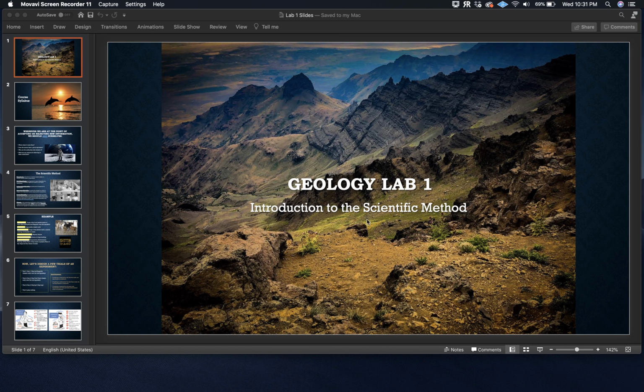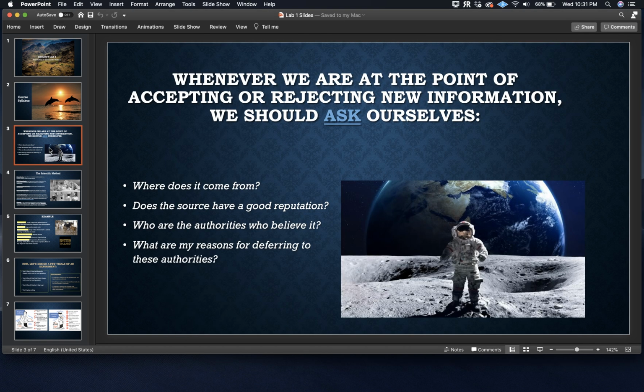And any good hypothesis must undergo a series of rigorous testing, confirmation, and reconfirmation until it can be identified as something called a theory or a scientific fact. So when we talk about looking at reliable information, especially in the modern age, we are always having to check ourselves when we receive new information, i.e., where does this information come from? Does the source have a good reputation? Who are the authorities who believe it? And what are my reasons for deferring to these authorities?